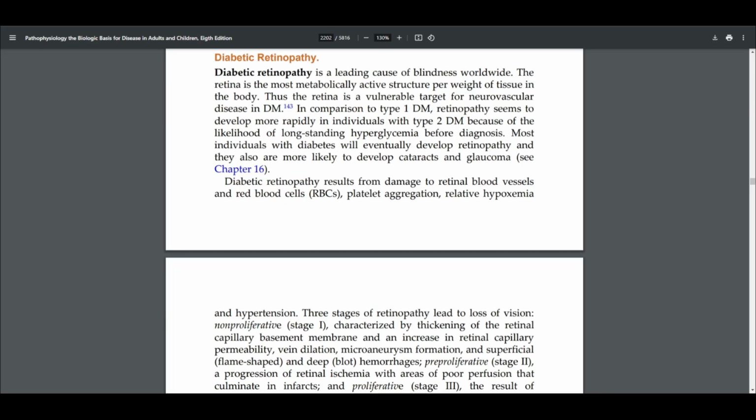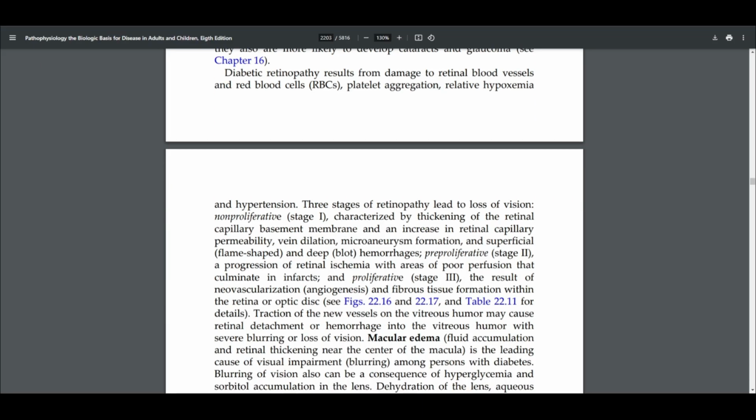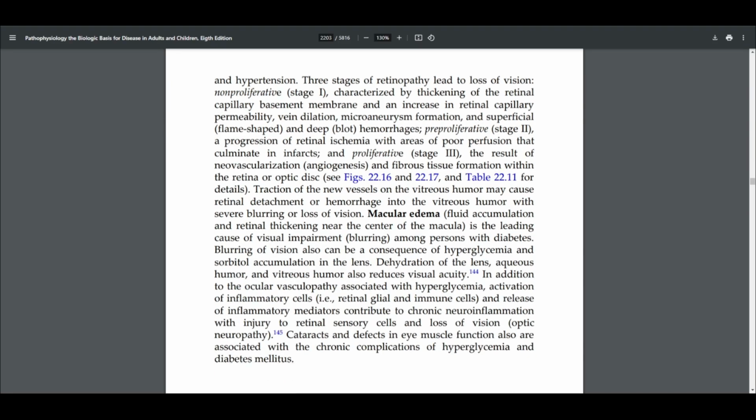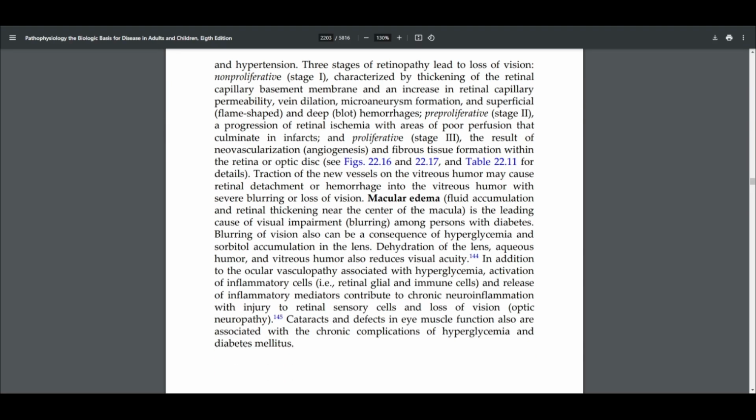Most individuals with diabetes will eventually develop retinopathy, and they also are more likely to develop cataracts and glaucoma. Diabetic retinopathy results from damage to retinal blood vessels and red blood cells, platelet aggregation, relative hypoxemia, and hypertension. Three stages of retinopathy lead to loss of vision: non-proliferative, characterized by thickening of the retinal capillary basement membrane and an increase in retinal capillary permeability, vein dilation, microaneurysm formation, and superficial and deep-root hemorrhages.